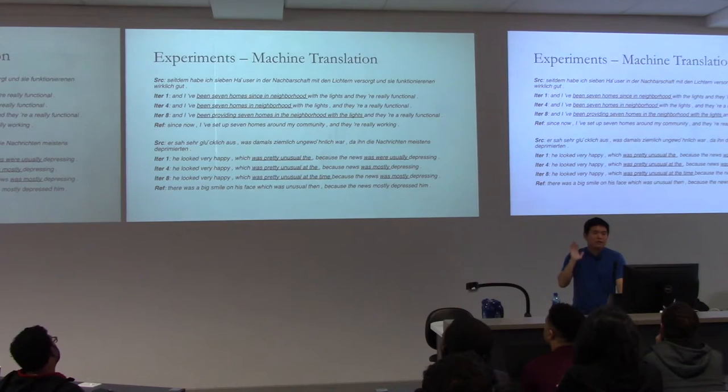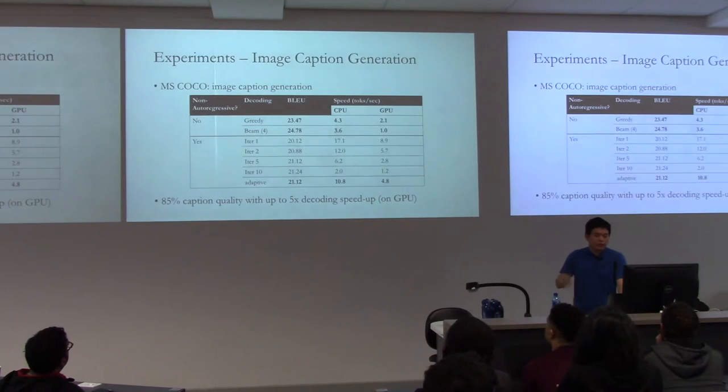And then the nice thing is that this approach is very generic. We can use it for any kind of task that requires you to generate some sentence. We tried it for image caption generation. Again, a similar thing: 85% caption quality measured in terms of the BLEU score, which is pretty horrible in the case of limited captions, but we don't really have much of a choice, but with a 5x decoding speed up.